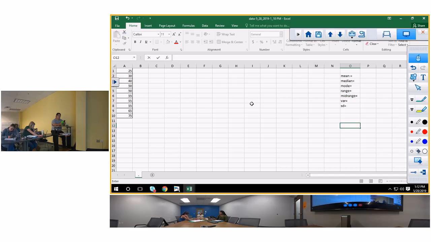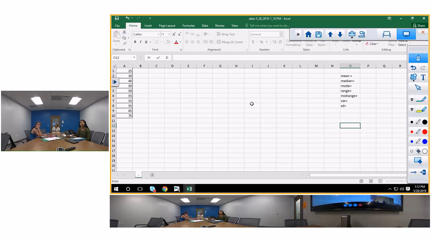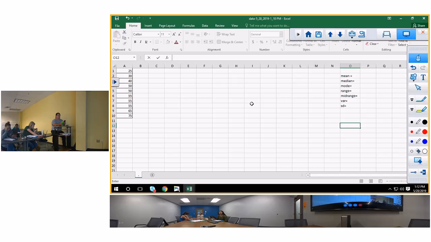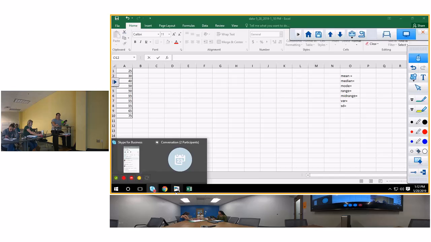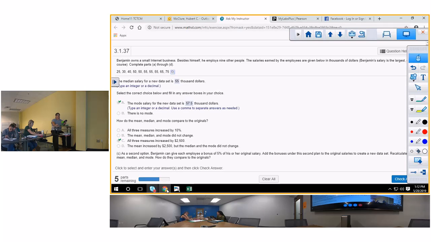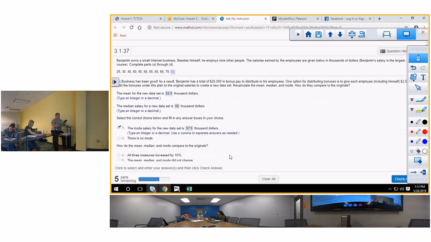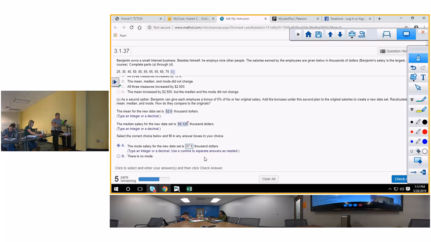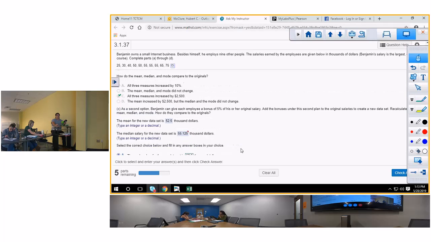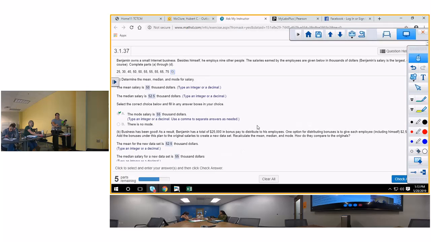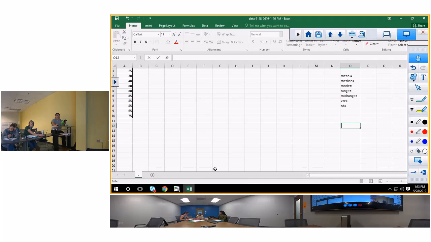How many numbers do you want us to round to? Just round to, let's see what the question says. Hold on. Okay, it's not rounding to anything, so just round to the hundredths, as far as the answers go.